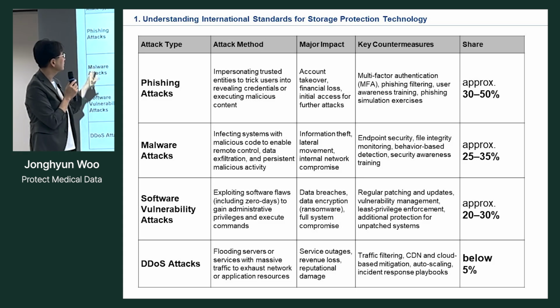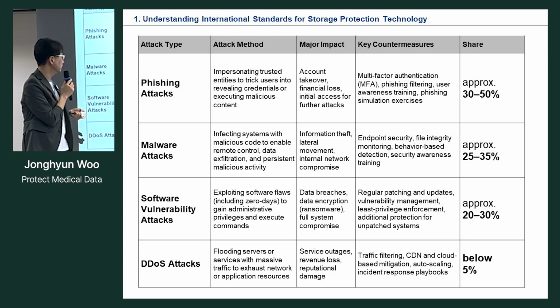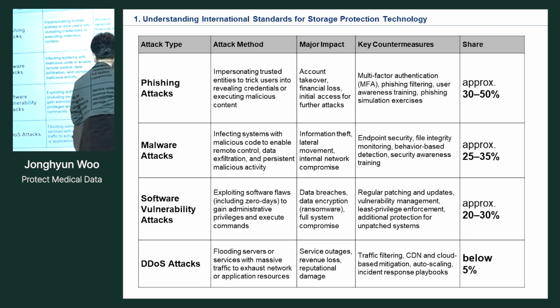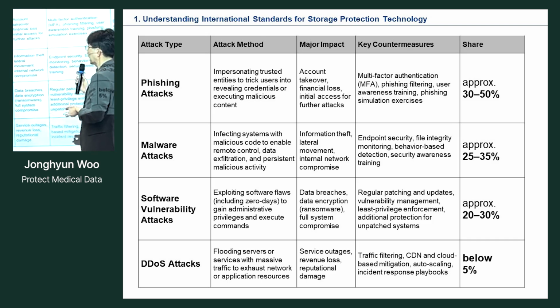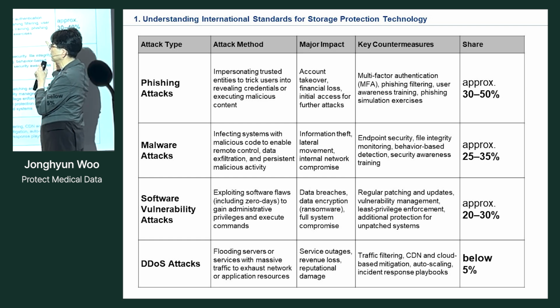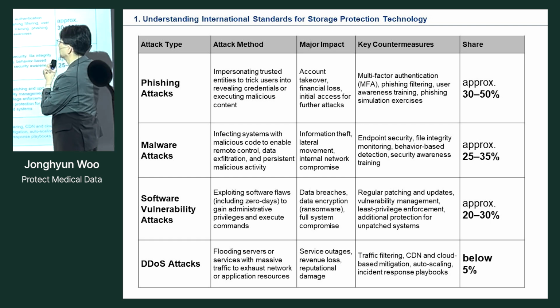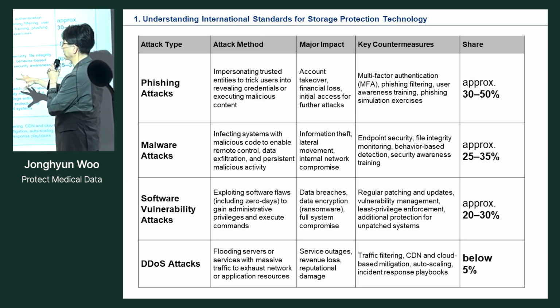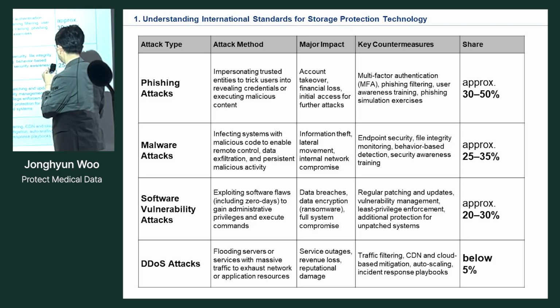it can be categorized into four. The first one is the phishing attack. The second one is the malware attack, the third is the software vulnerability attack, and the fourth is the DDoS attack. As you can see, phishing is the dominant ratio of cyber attacks, but right after that, malware attacks and software vulnerability attacks follow. DDoS is less than 5% in total.